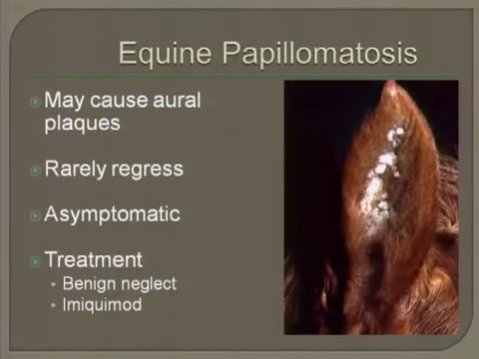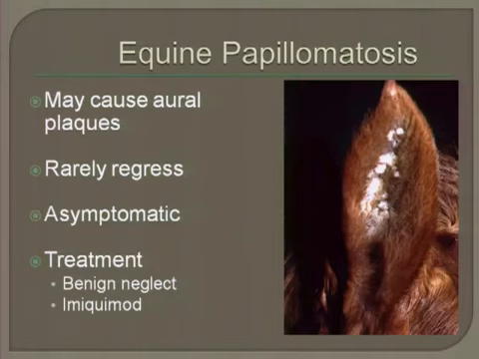And another form of equine papillomatosis are the aural plaques. As you can see here on the concave aspect of this horse's ear, the very characteristic plaque lesions. These, in contrast to the other form of equine papillomatosis, will very rarely regress. However, these are also asymptomatic, so they're not more prone to developing infection. They're not going to be undergoing malignant transformation. Because of that, it's very reasonable to just do benign neglect. It's just an aesthetic sort of problem, so you can just deal with it, basically.